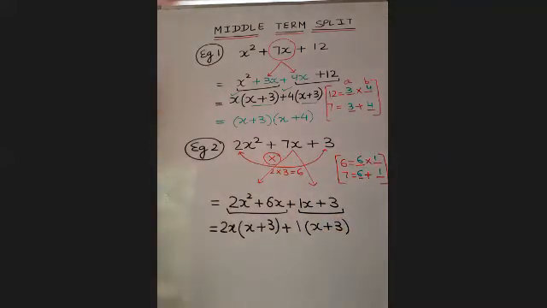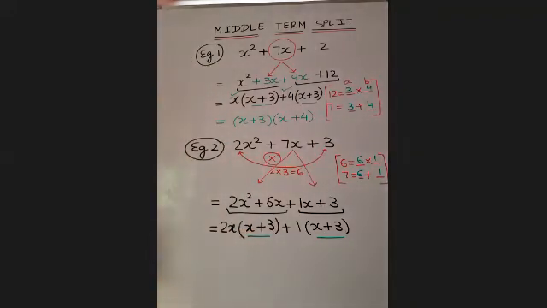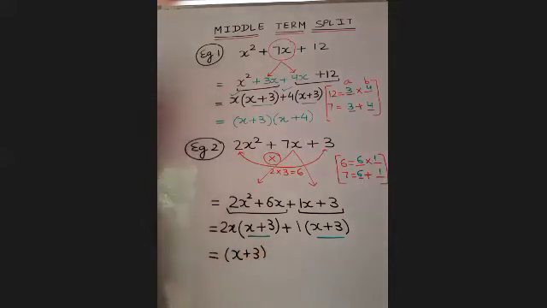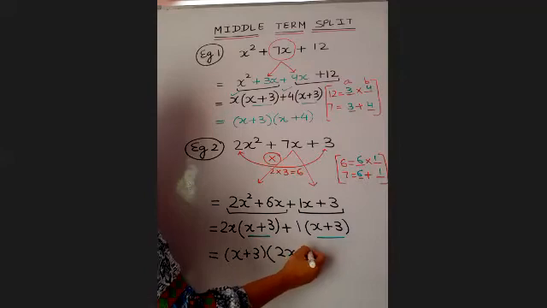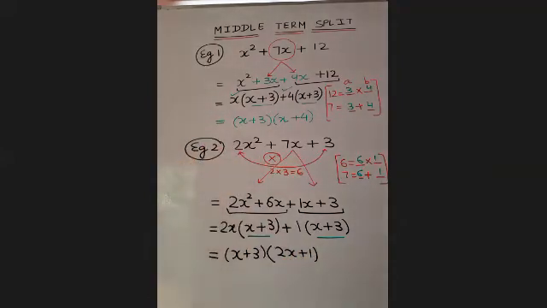Children, make sure that these two brackets must always be the same. Then only we can take it common. Now, when you take it common, what does it become? x plus 3 and 2x plus 1. So these are the two factors of this polynomial.